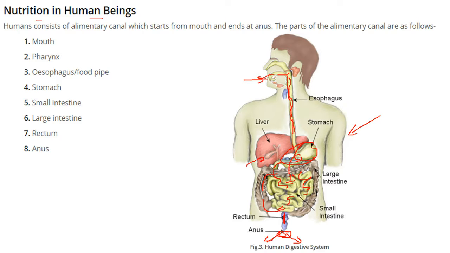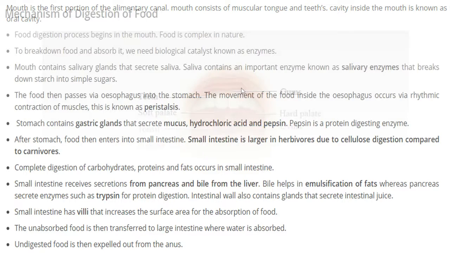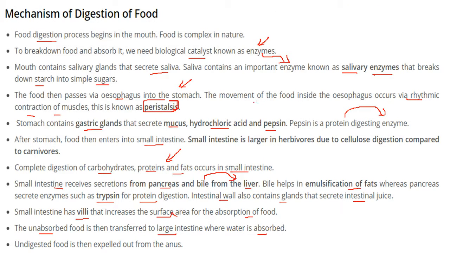After this, the intestine also gives some intestinal juice. After this, when the carbohydrate, fat and protein have been taken out, the food is sent to the large intestine, and after that the undigested food comes out of the anus as excreta. So these are the steps or mechanisms of digestion of food.